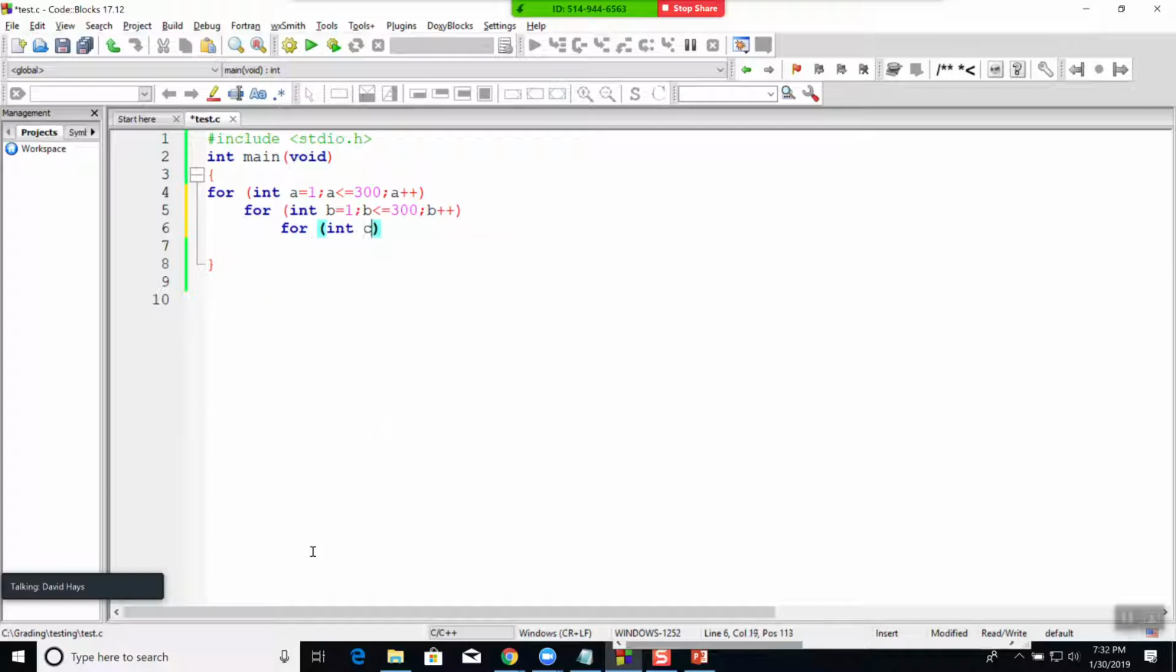For int c is equal to 1, except I don't want b is equal to 1, or do I? B is equal to a, and c is equal to b. And then I'll continue while c is less than or equal to 300 and c plus plus. And if that's true, I need my if statement here. If a times a plus b times b equals c times c, then I'll print off my values.